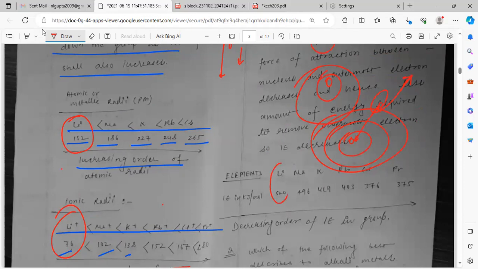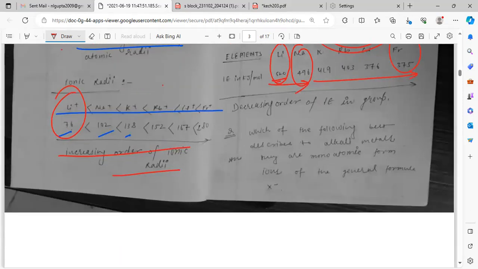So lithium, how much is there? 520 kilojoule. Sodium 496. It is decreasing or not? Yes, sir, decreasing. It is continuously decreasing. Getting my point? Yes, sir. Okay, good. If I go faster, kindly let me know.